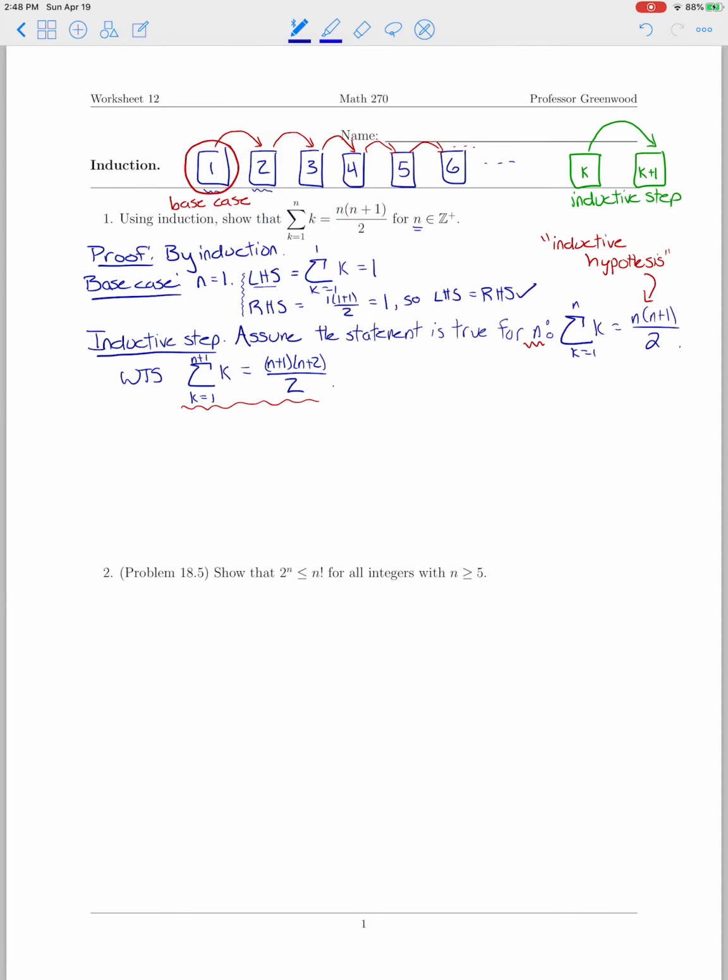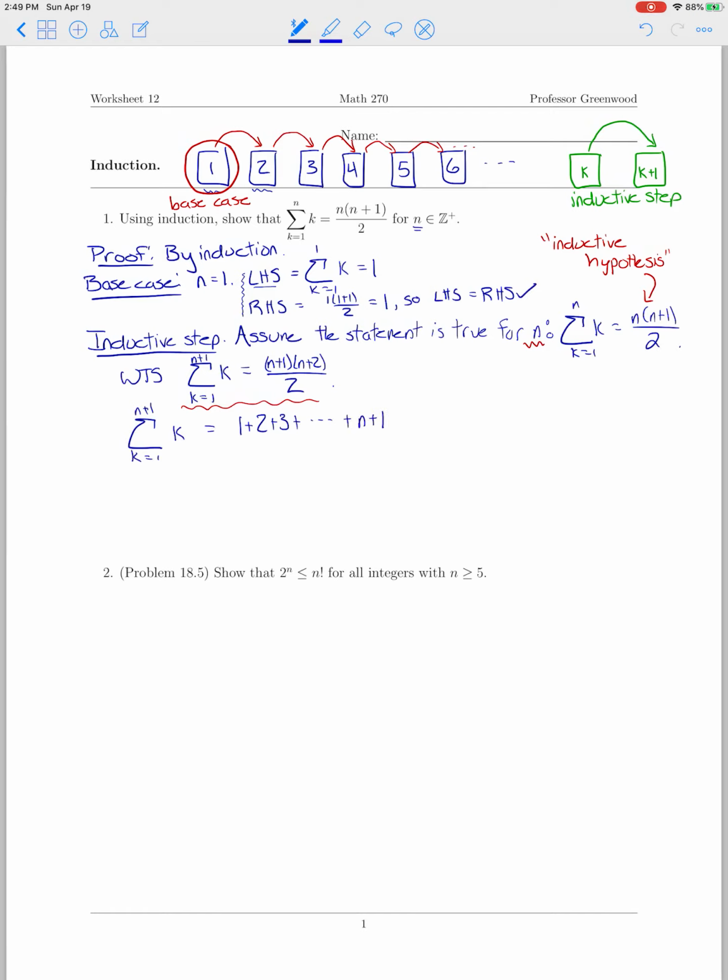And so now, in order to show this statement for n plus 1 must be true, the idea is going to be to find a way of rewriting the sum from k equals 1 to n plus 1 of k, so that the sum from k equals 1 to n appears somewhere explicitly. So first I'm going to write this out long form. So this is 1 plus 2 plus 3 plus and so on, plus n plus 1.